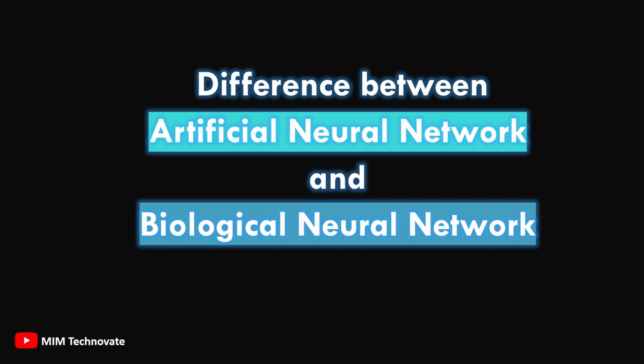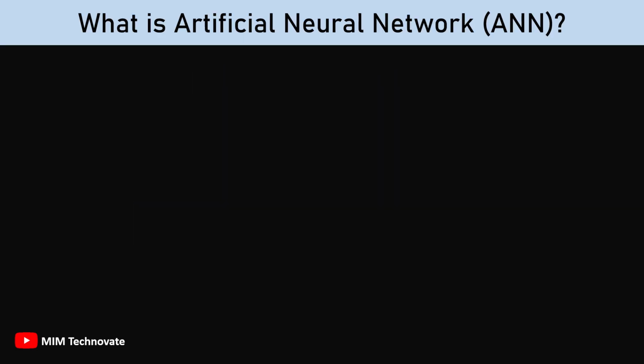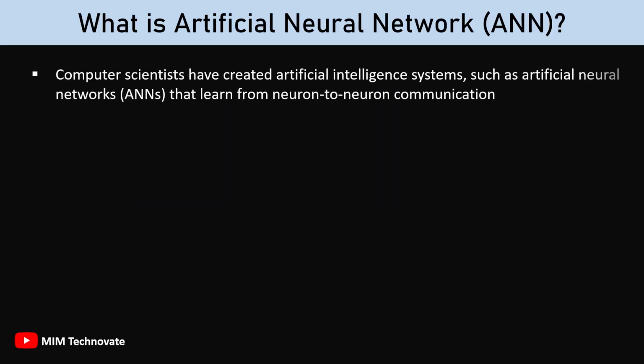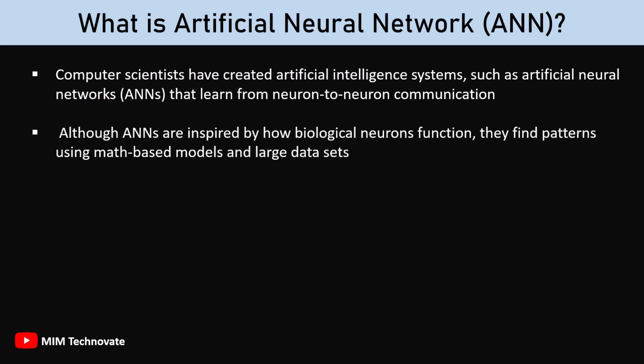Difference between artificial neural network and biological neural network. Artificial neural network. Computer scientists have created artificial intelligence systems, such as artificial neural networks, that learn from neuron-to-neuron communication. Although ANNs are inspired by how biological neurons function, they find patterns using math-based models and large data sets.